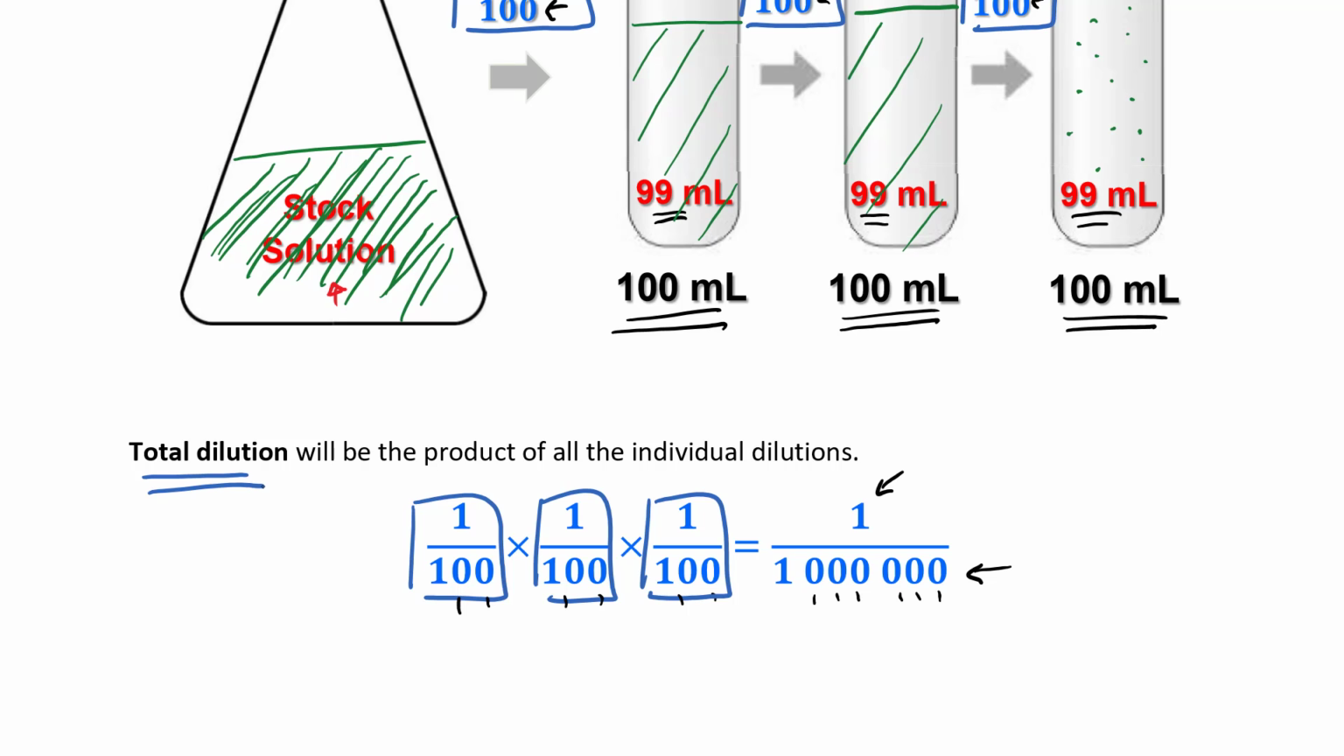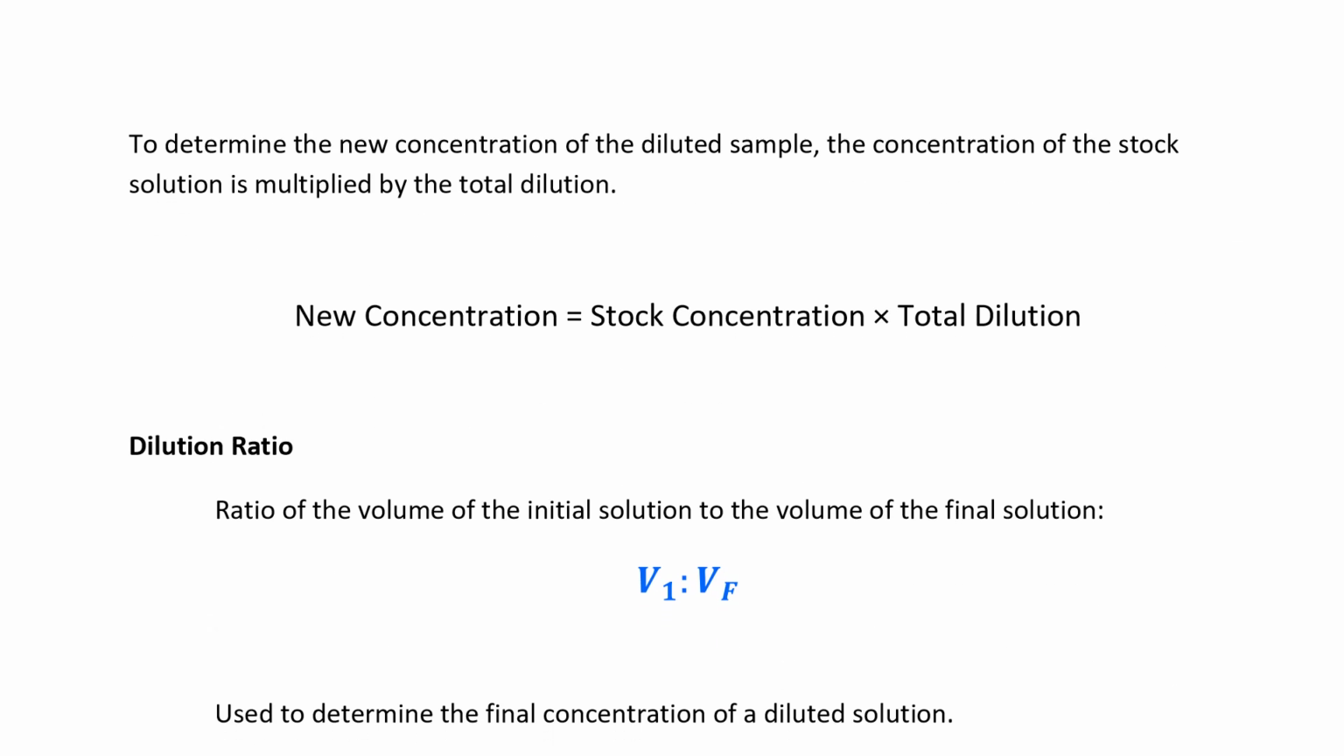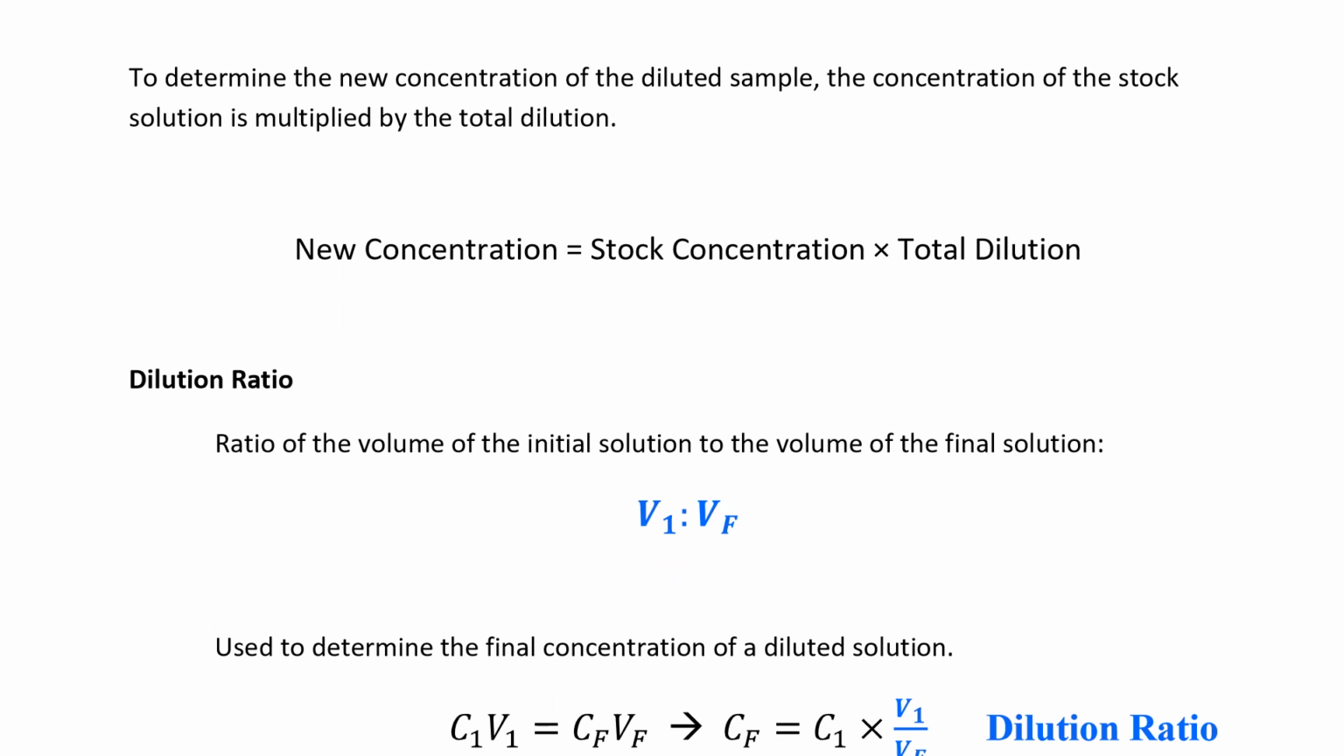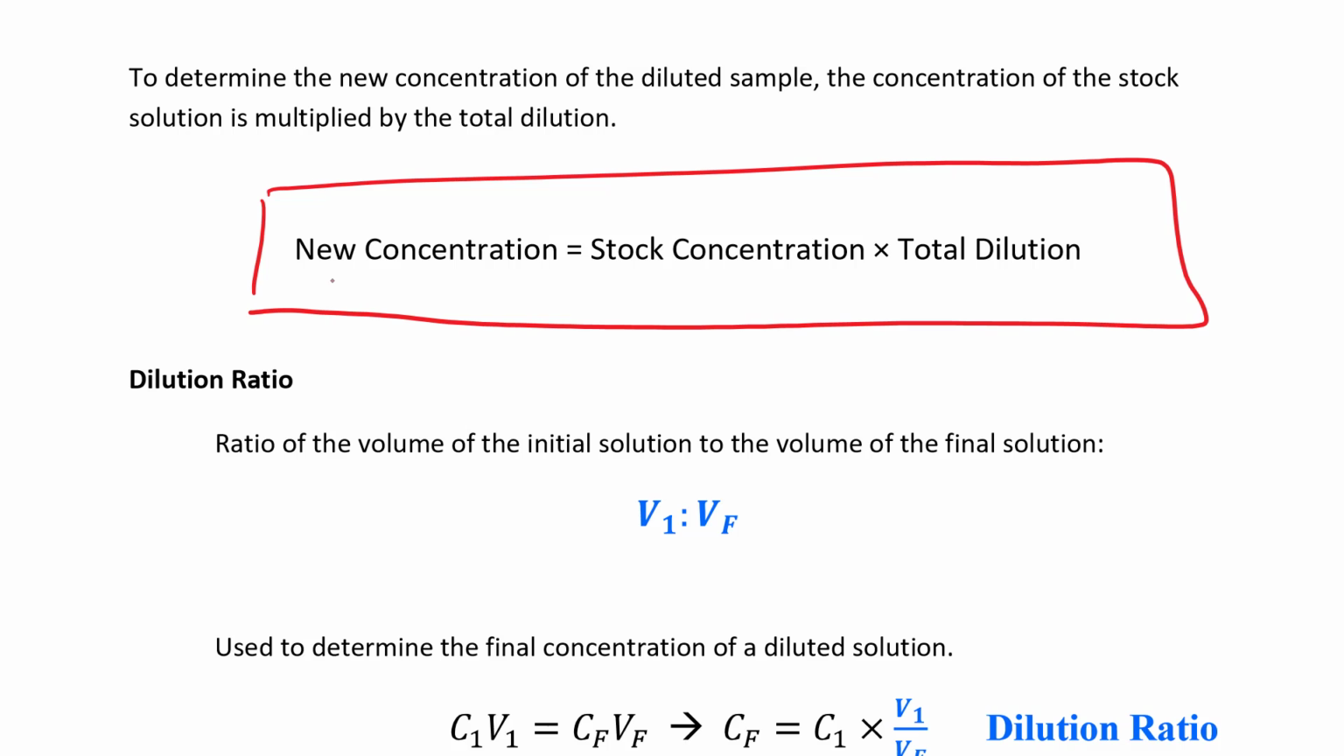So when doing a serial dilution, we can take each of the individual dilutions and multiply them together to get the total dilution. Once again, understanding how to work with fractions, very important in the lab. To determine the new concentration of a diluted sample, we can use this formula here. So the new concentration is our stock concentration multiplied by our total dilution. So as an example, if I took my stock solution, I did a 1 in 1 million dilution, I would take the stock, divide by 1 million, and this would give me my new concentration.